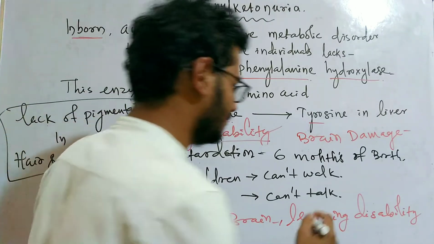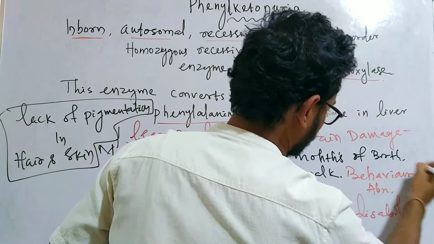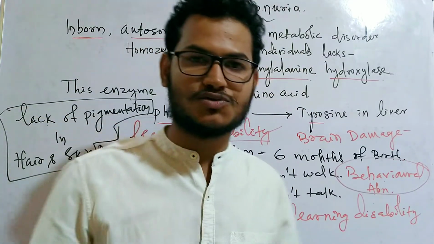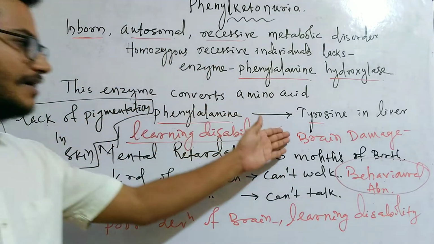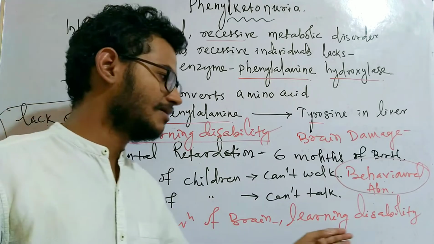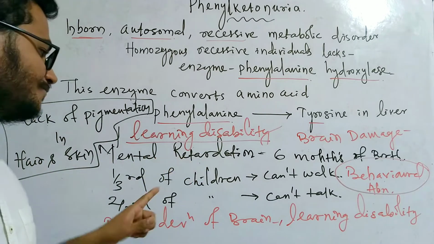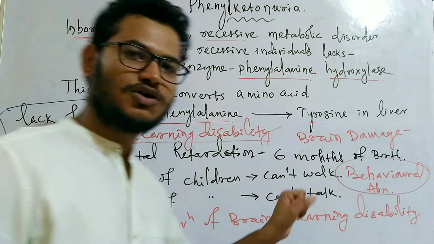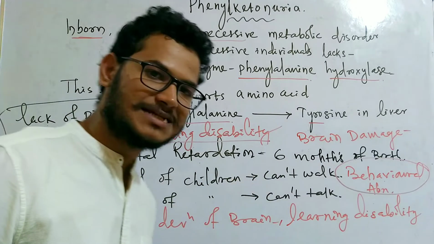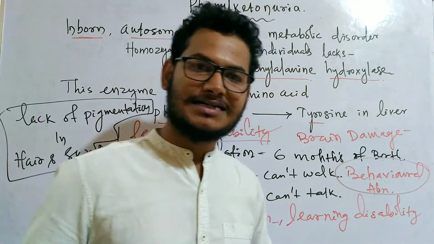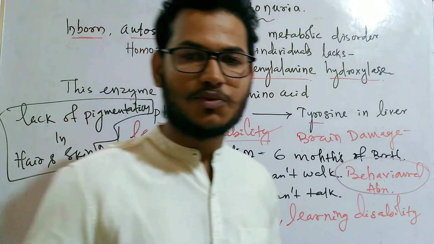Due to the abnormal development of the brain, behavioral abnormality is also found in the individual suffering from phenylketonuria. So these are the various symptoms: learning disability, brain damage, behavioral abnormality, poor development of the brain, along with lack of pigmentation in hair and skin, mental retardation, 1/3 cannot walk, 2/3 cannot talk. These are the important symptoms. We need to remember these, and from these symptoms we can easily guess that the developing child is suffering from phenylketonuria, which is a recessive metabolic disorder.